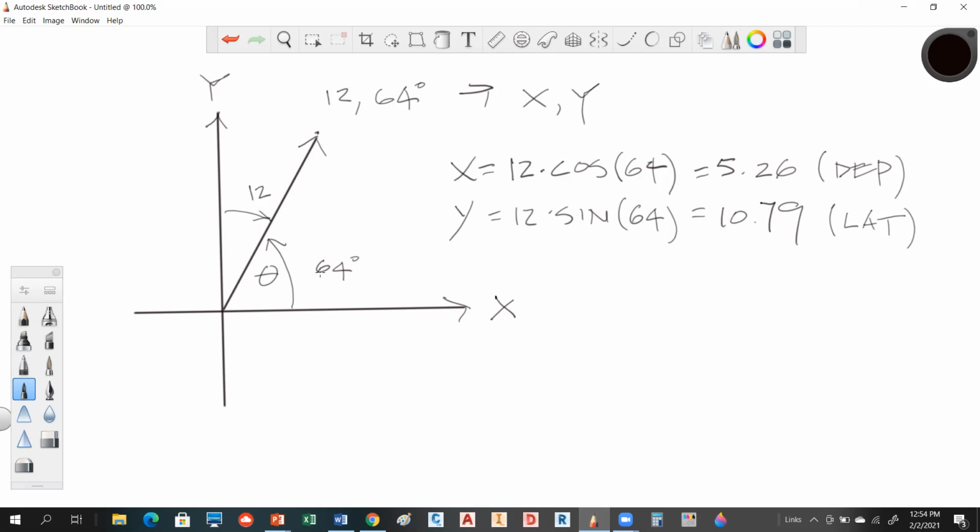Okay, first off, when you're dealing with control and layout, use the terms latitude and departure. Then it's pretty much a lock, because latitude and departure is always talking about this, latitude, this is departure, right? And the other thing is we're always talking about the angle off of the north. So we're always using this angle, not this one.